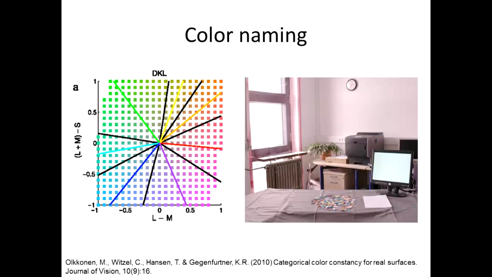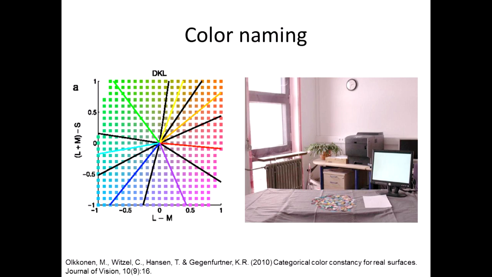together with Maria Olkkonen, Christoph Witzel and Thorsten Hansen in my lab, I thought maybe the important aspect about color constancy is that we end up with the same color name. That is, if we have a sweater that usually looks blue, and the illumination changes, it's good enough if I still call it blue under another illumination, and it's okay if it's a slightly different blue. We call this categorical color constancy.